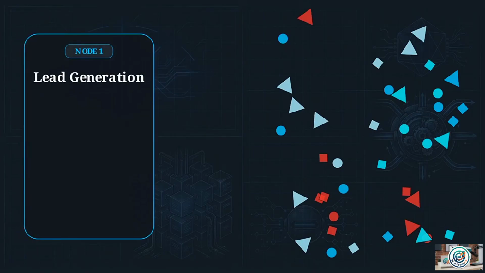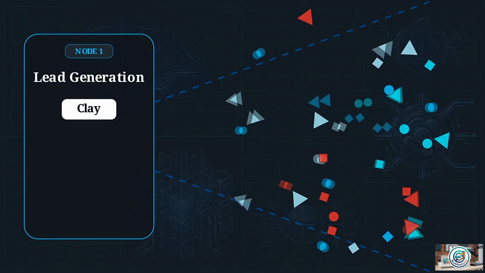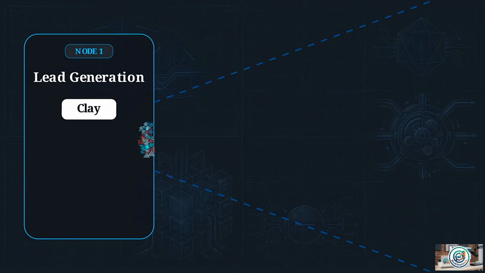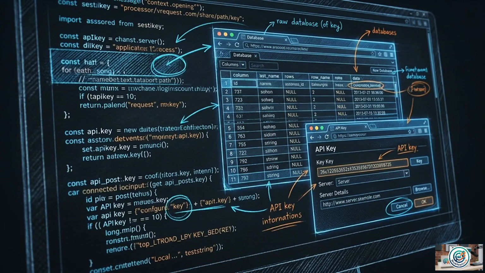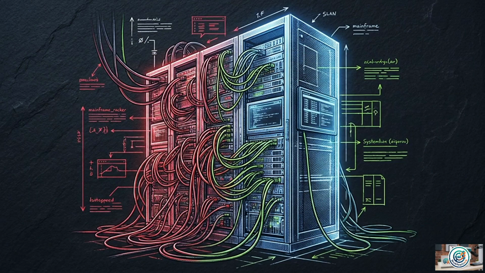This flowchart begins on the far left with Node 1, which represents lead generation. We use Clay here, pulling in abstract data and funneling it into a single starting point. You have to master data scraping logic and configure API keys from multiple enrichment sources to get this running. It requires heavy technical input before it yields any value.